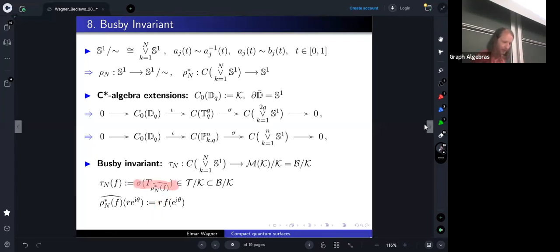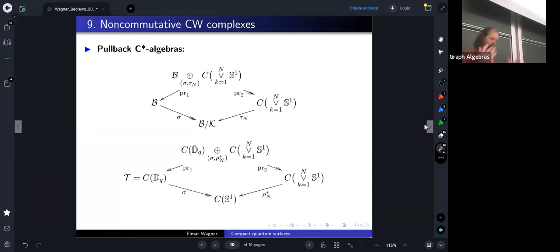Then we take the Toeplitz operator. And the nice thing is that we then have to take the quotient with the symbol map. So the Busby invariant is then the restriction of the pullback functions on the circle. Very easy to define. And from the theory of C-star algebra extensions, automatically we get an isomorphism as a pullback of the C-star algebra.